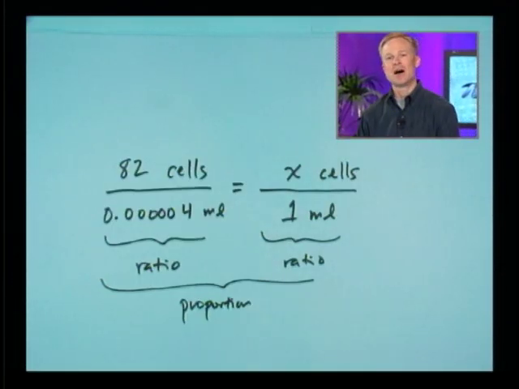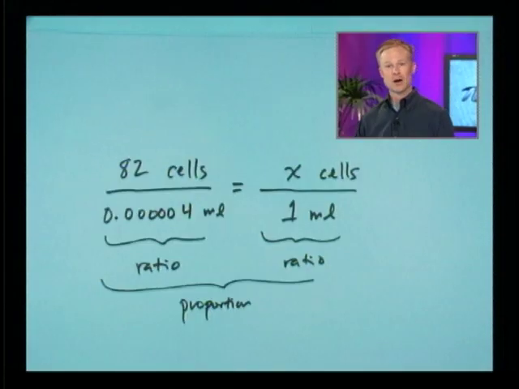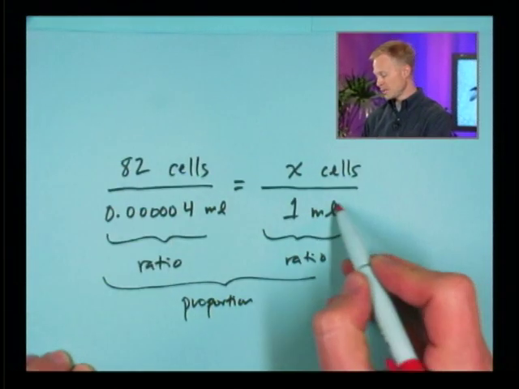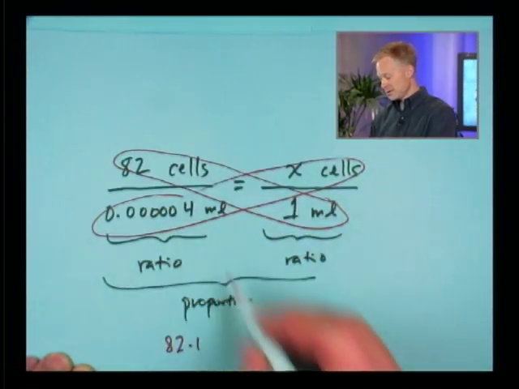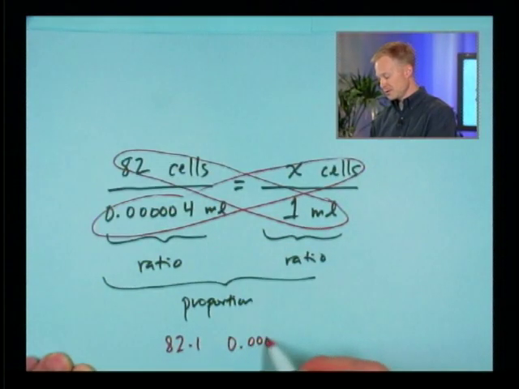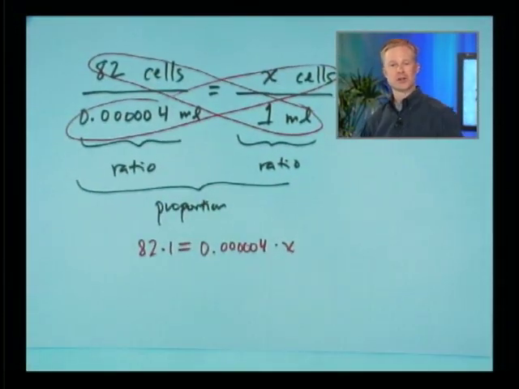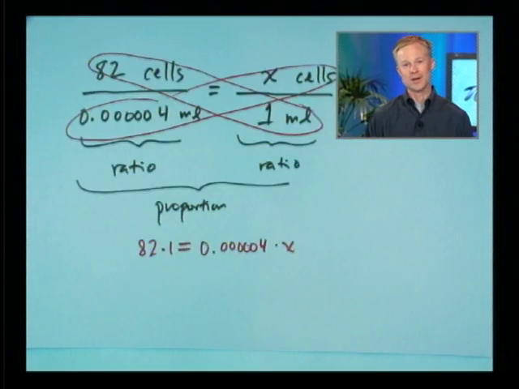So once you set it up, how do you solve such a thing? There is a nice little algebraic shortcut you can use. It's called cross-multiplying. Always works if you have just two fractions equal to each other like this. What you can do is multiply the diagonal ones here. So I'll put 82 times 1 and multiply the opposite diagonals. So this is 0.000004 times x. Those have to be equal. This is sort of a shortcut for more official algebraic technique, but as long as you have one fraction on each side, it always works.